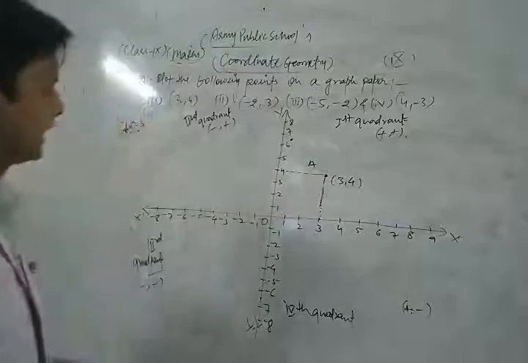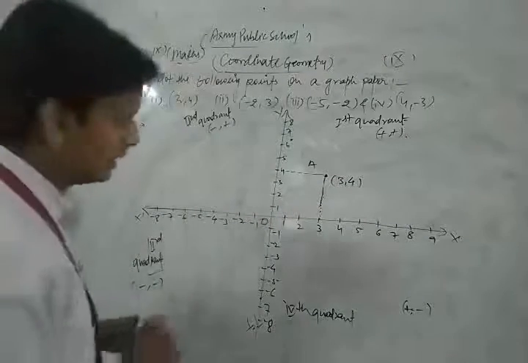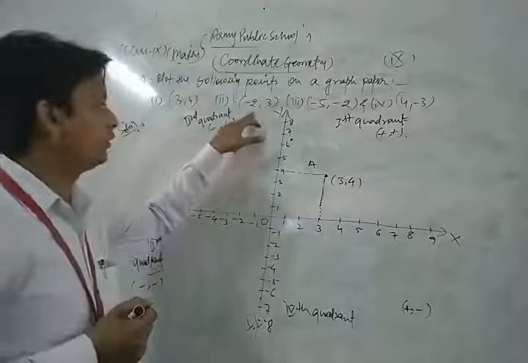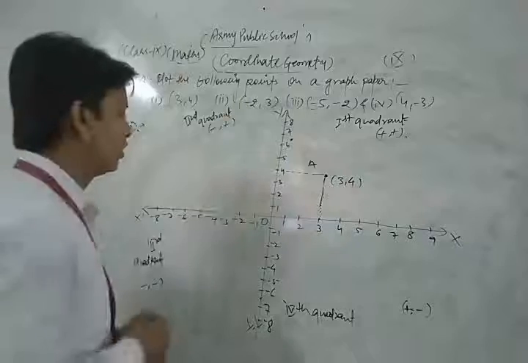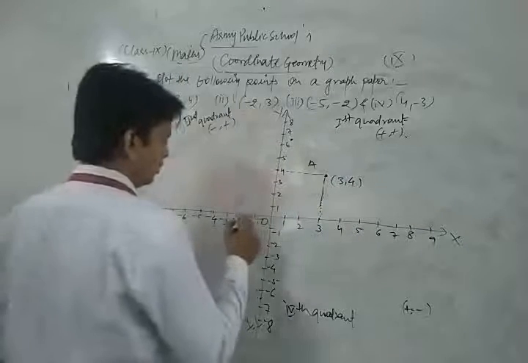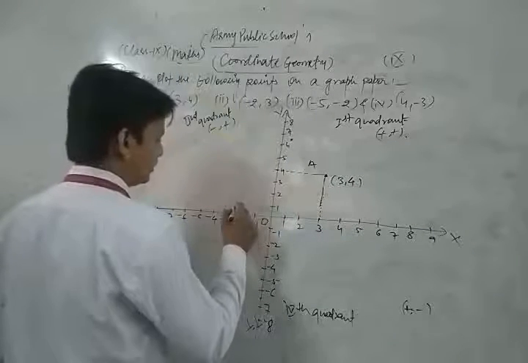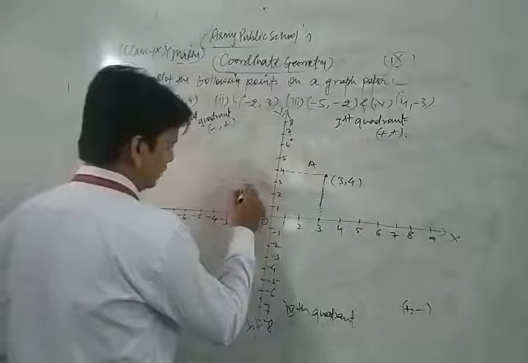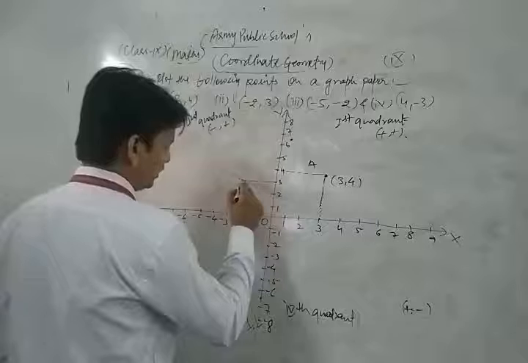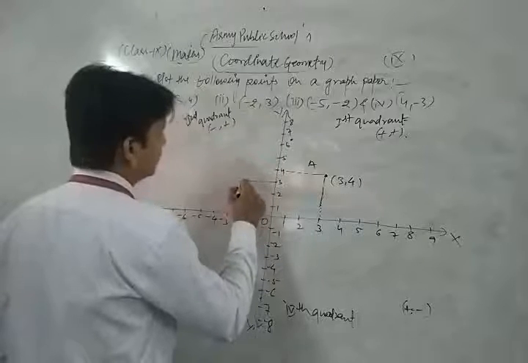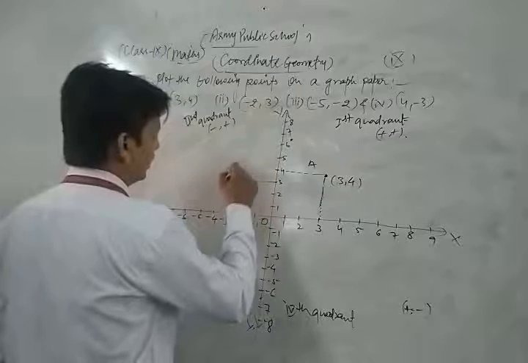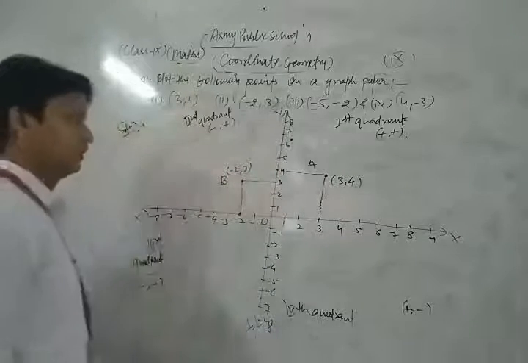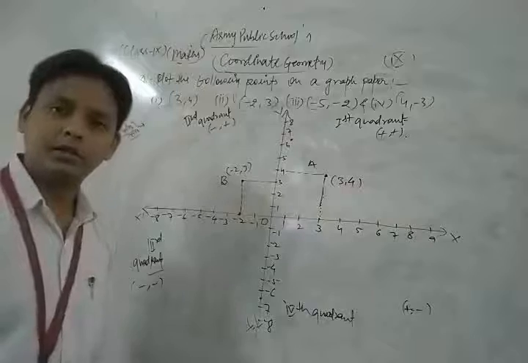Now the second point, (-2, 3): the abscissa is negative and the ordinate is positive, so it is in the second quadrant. First of all we take minus 2 on the x axis: 1, 2, this is minus 2 here. Now plus 3 means 1, 2, 3 here, and that is the place. So the point B lies in the second quadrant at that place.